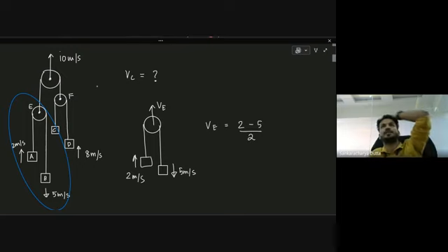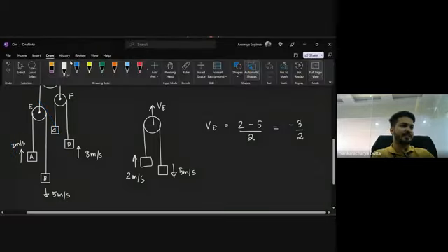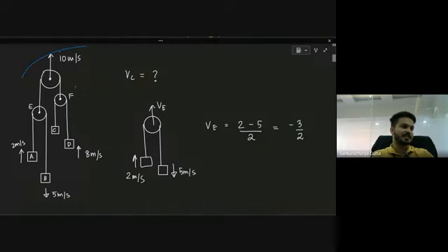Anybody has any issues, please let me know. What did I just do? Velocity of end A is 2 meters per second, velocity of end B is minus 5 because it's going down, divided by 2, making velocity of pulley E as minus 3 by 2 meter per second. Okay, now forget this one and consider this as the new system.